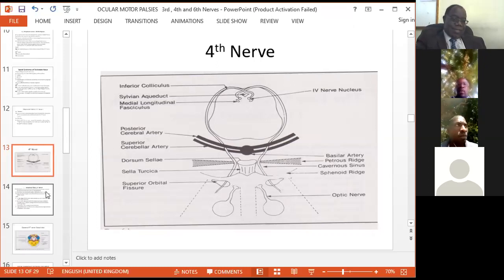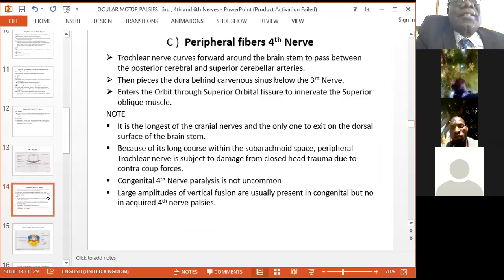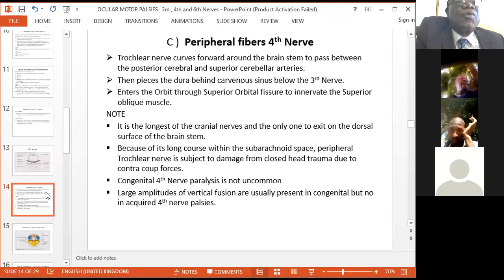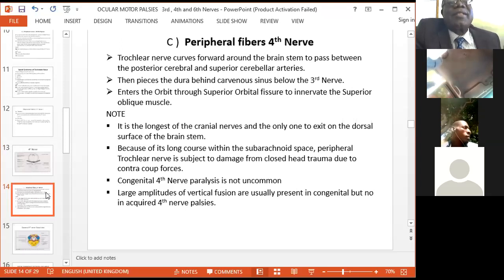Let's go now to that one. Trochlear nerve curves forward around the brainstem to pass between the posterior cerebral and the superior cerebellar arteries. Then pierces the dura mater behind the cavernous sinus below the third nerve. Enters the orbit through the superior orbital fissure. Once it's in the orbit, it goes there to innervate the superior oblique muscles.